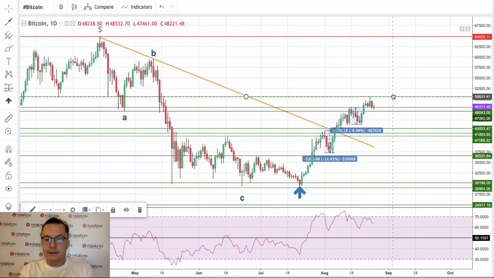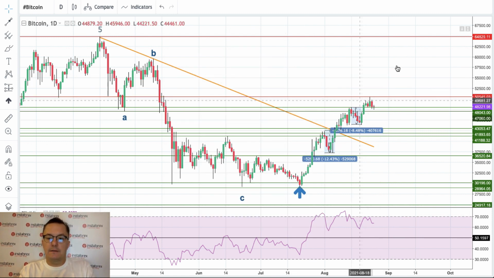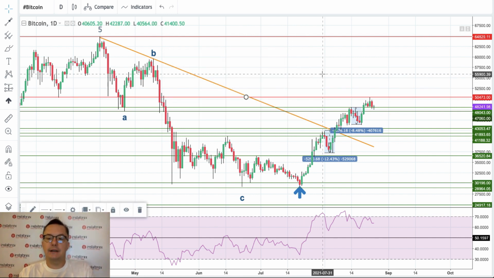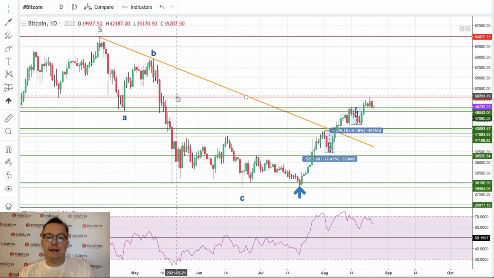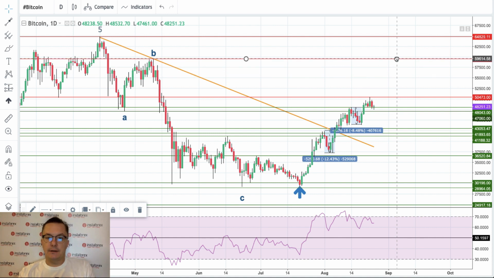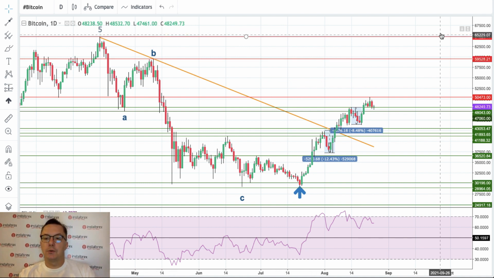Let me just put the recent high on the screen. This is the recent high, 50,473. There you go. This is the recent high. If this high is violated, then we will likely go towards the wave B highs, around $59,000, $60,000, somewhere there. And of course, it will be tempting for bulls to test the last all-time high, 64,829.